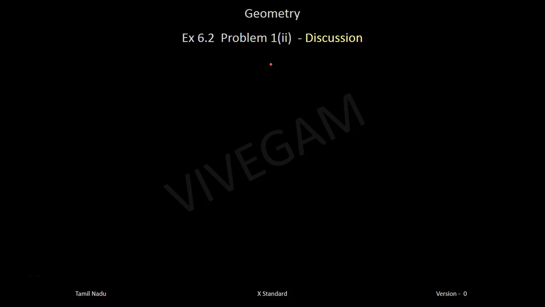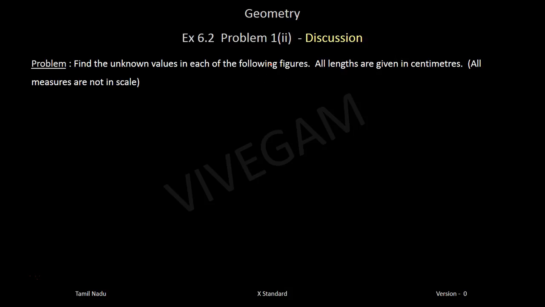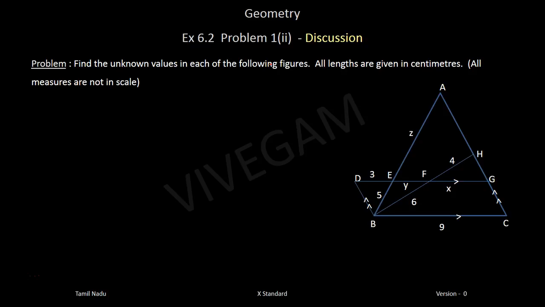Exercise 6.2, Problem 1, Division 2, Discussion. Find the unknown values in each of the following figures. All lengths are given in centimeters, all measures are not in scale. Okay, they are given the diagram. It looks more complicated, but anyway, let's understand it slowly. So you are supposed to calculate x, this you are supposed to calculate y and z.